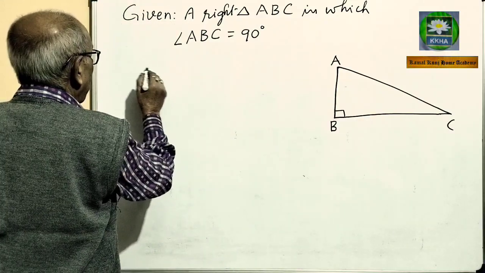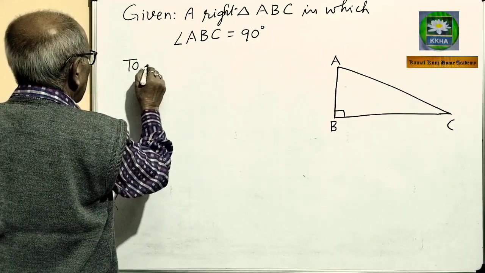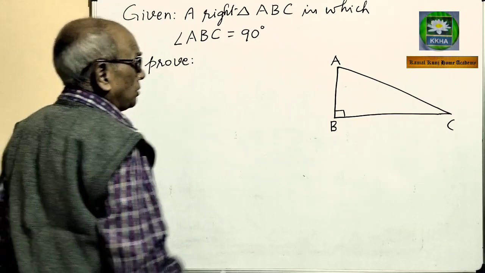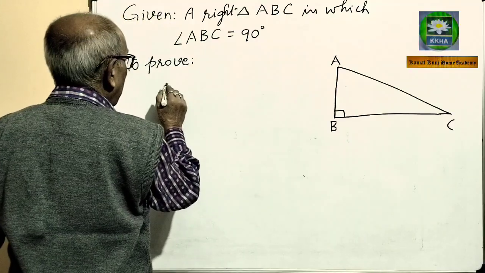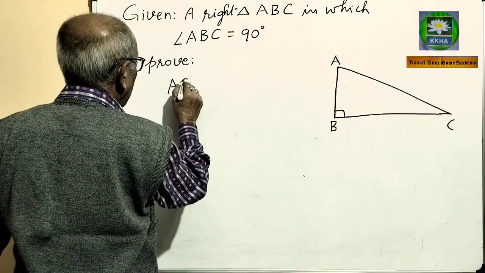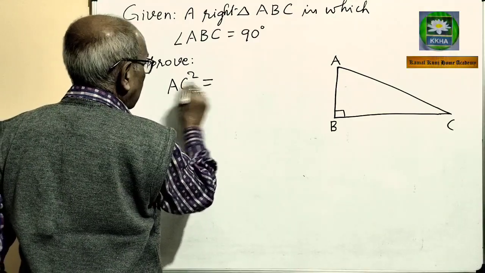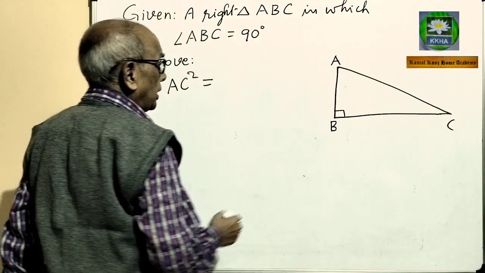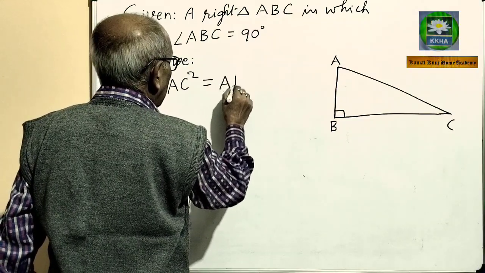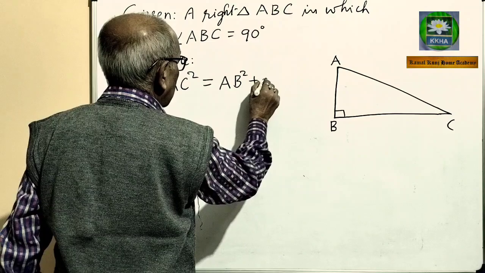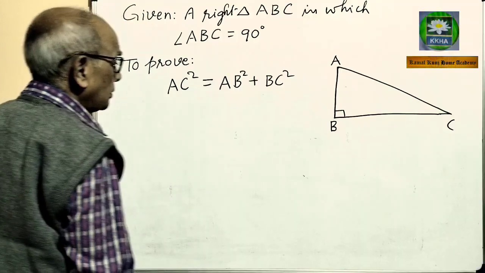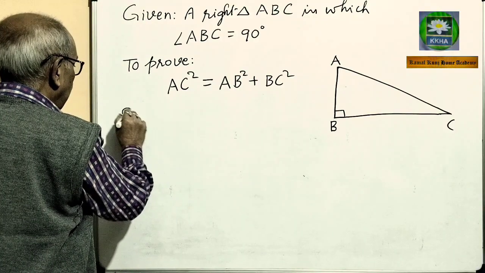What is to be proved? To prove: the square of the hypotenuse, which is AC, AC square is equal to the sum of the squares of the two legs AB and BC, that is, AB square plus BC square. Now, the proof.